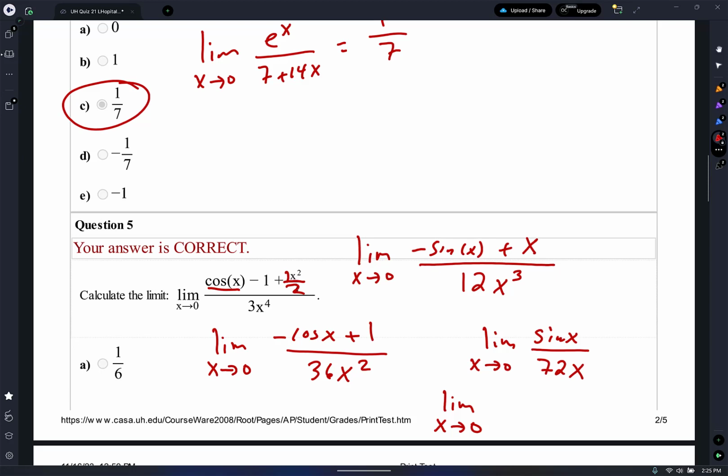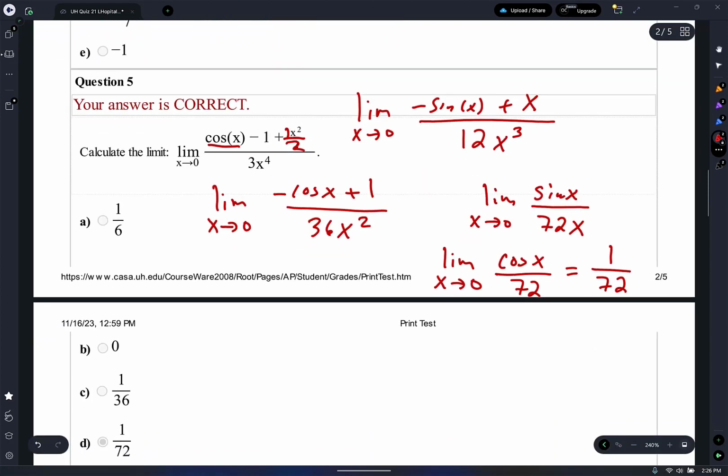What's the derivative of sine x? Cosine x. What's the derivative of 72x? Finally, we don't get 0 over 0 anymore because look, on the bottom is a 72. You're done. You're either going to get a 0 as an output or 1 over 72 as an output, because it says as x approaches 0. What is cosine of 0? 1. So 1 over 72.